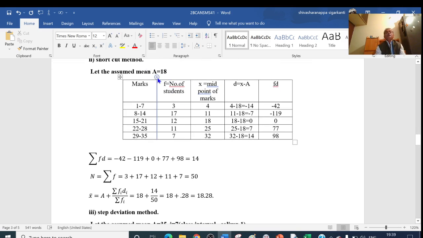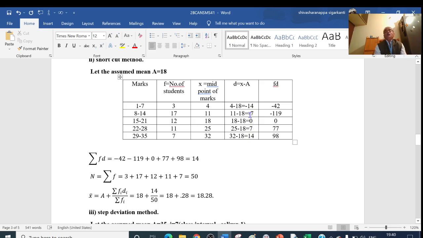Let me take assumed mean A equal to 18. Again, we write in the first column the class interval. This is the frequency, and these are the midpoint values. Then D is nothing but x minus A. X is 4: 4 minus 18 is minus 14. 11 minus 18 is minus 7. 18 minus 18 is 0. 25 minus 18 is 7. 32 minus 18 is 14. These are our D.